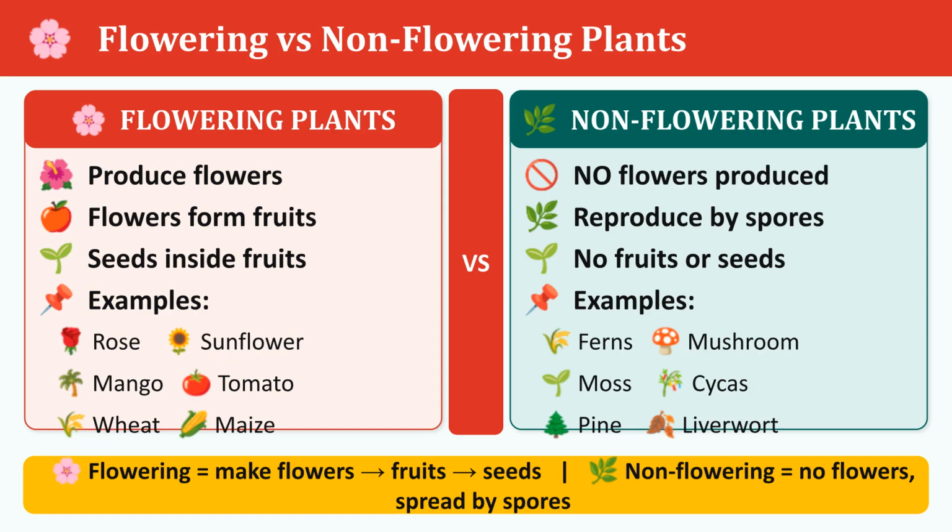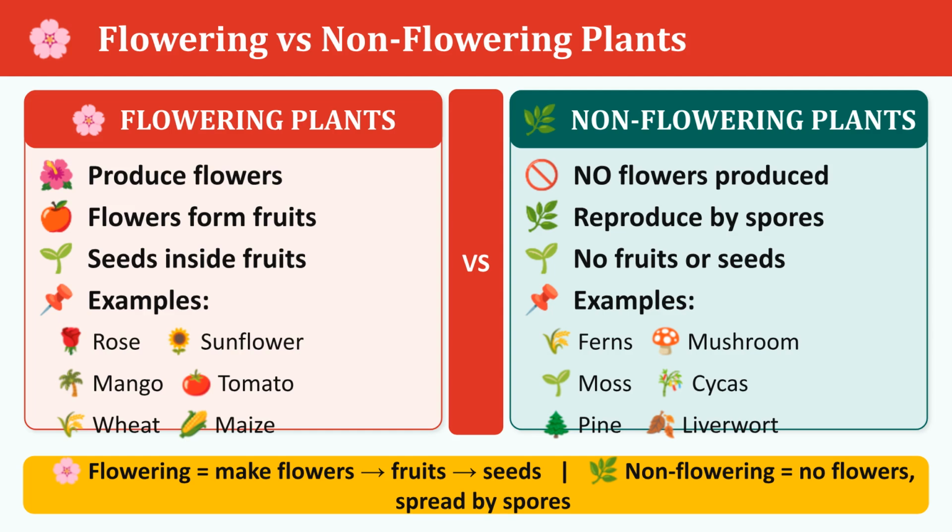Now let's classify plants into two groups. The first group is flowering plants. These plants produce flowers. The flowers later become fruits. Inside the fruits are seeds. Examples include rose, sunflower, mango, tomato, wheat, and maize.